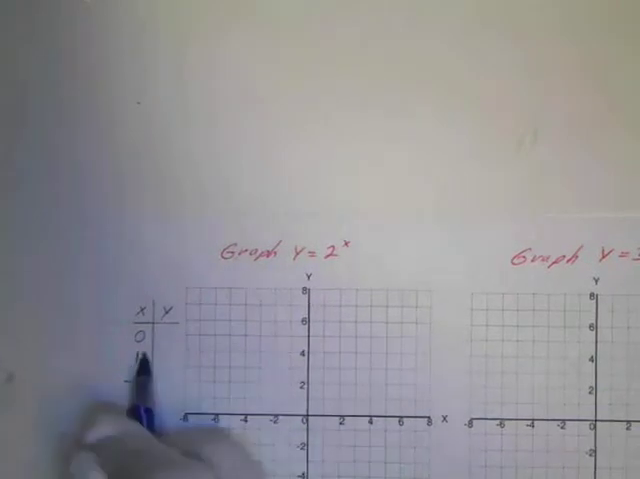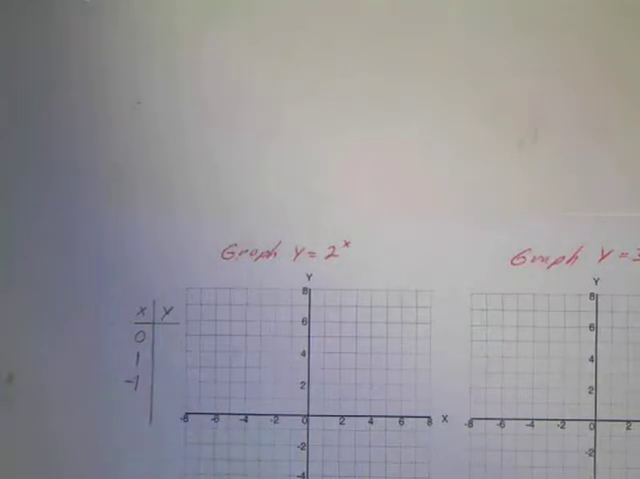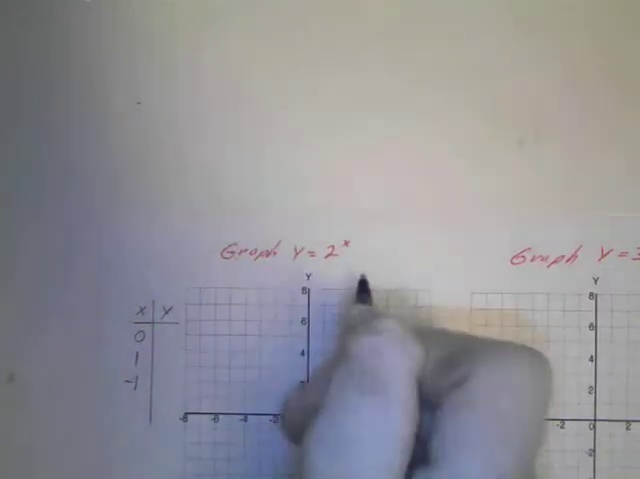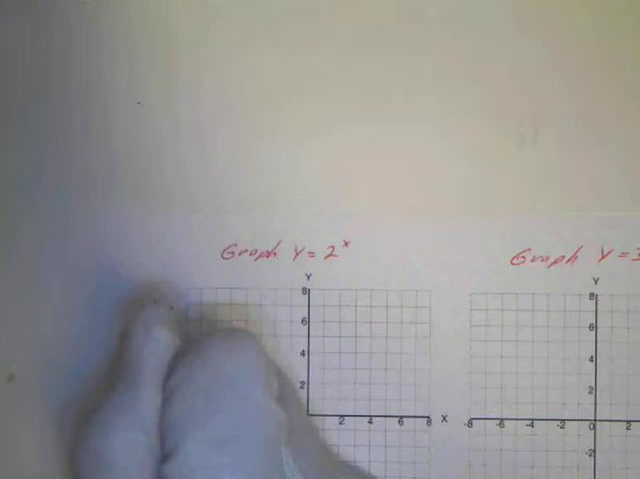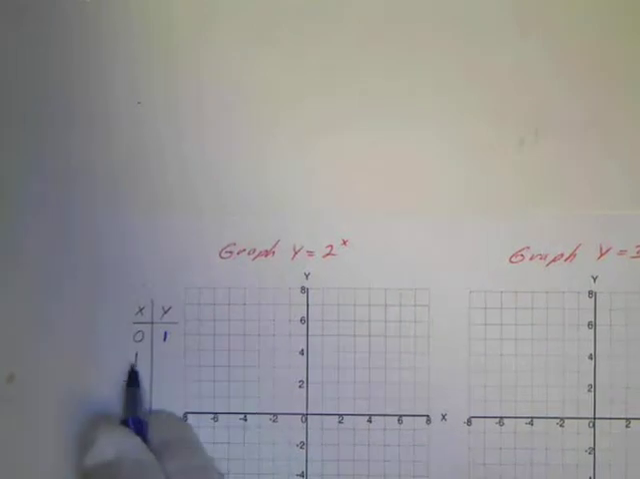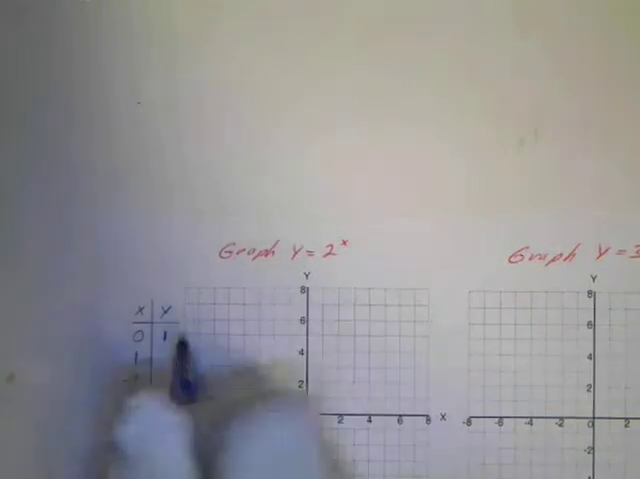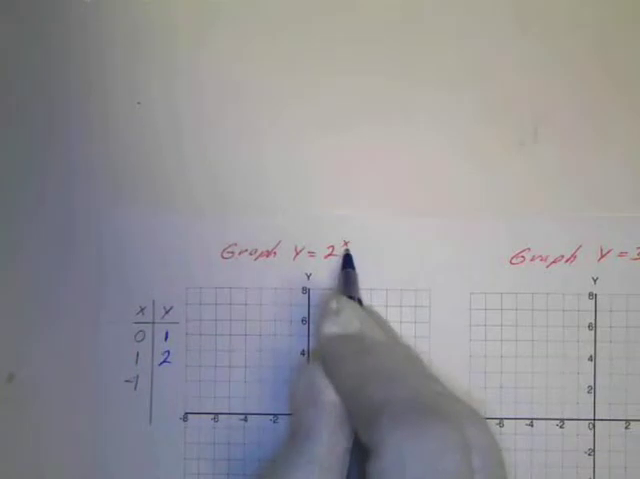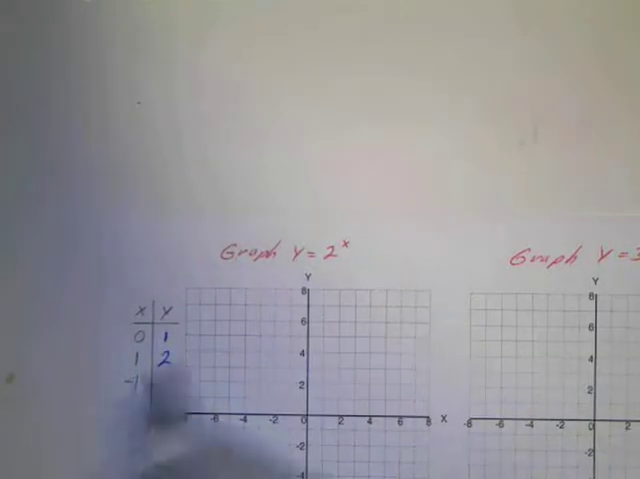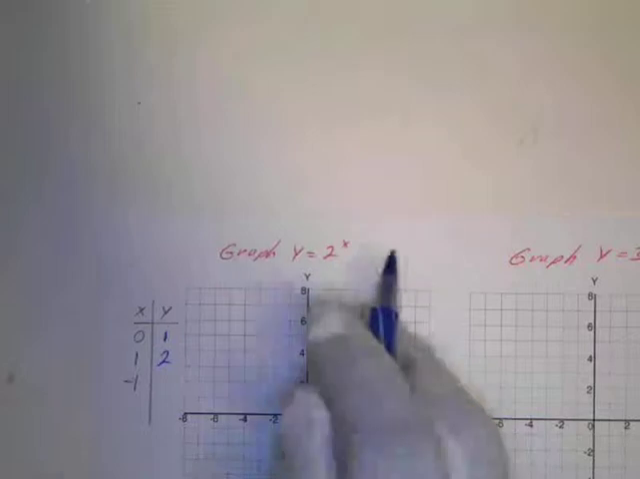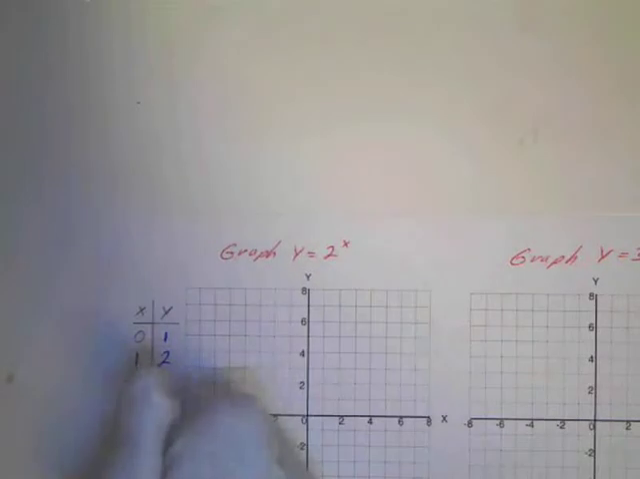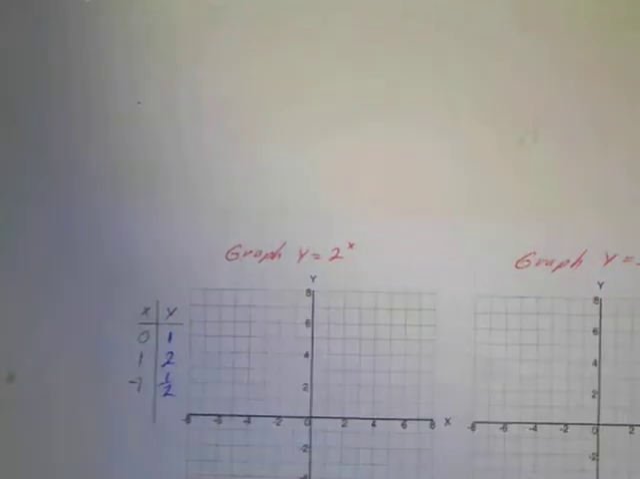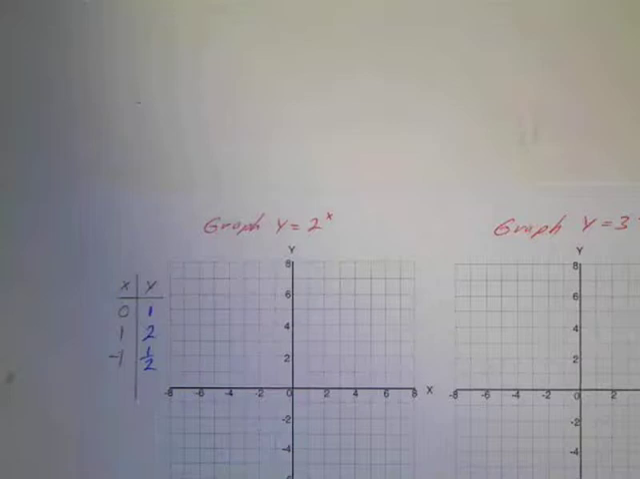So when x is 0, 2 to the 0, anything to the 0 power, would be 1. When x is 1, this would be 2 to the first power, which is just 2. And when x is -1, this would be 2 to the -1, which is just 1 over 2, or 1/2. So those are your 3 basic points.